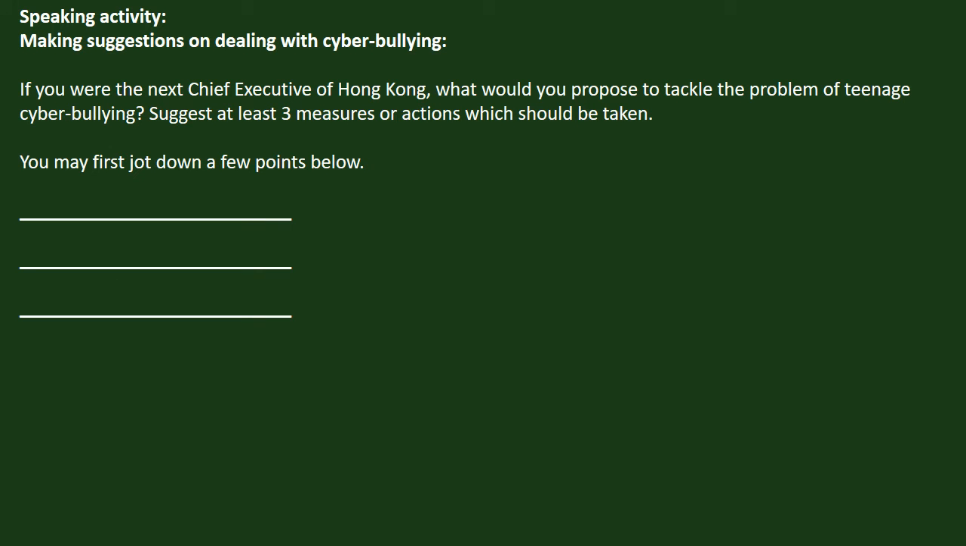Speaking activity. Making suggestions on dealing with cyberbullying. If you were the next chief executive of Hong Kong, what would you propose to tackle the problem of teenage cyberbullying? Suggest at least 3 measures or actions which should be taken. You may first jot down a few points below.